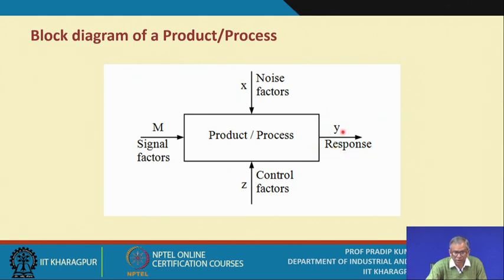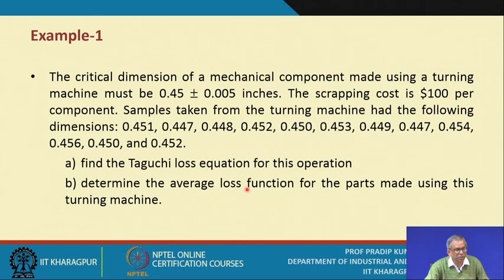The notation is y. This process or the product performance is affected by several kinds of noise factors, both internal as well as the external type. There are the signal factors. Signal factors is like this, that is the m, and these are the control factors, that is z. Is it clear? So this is the block diagram of a product or the process.